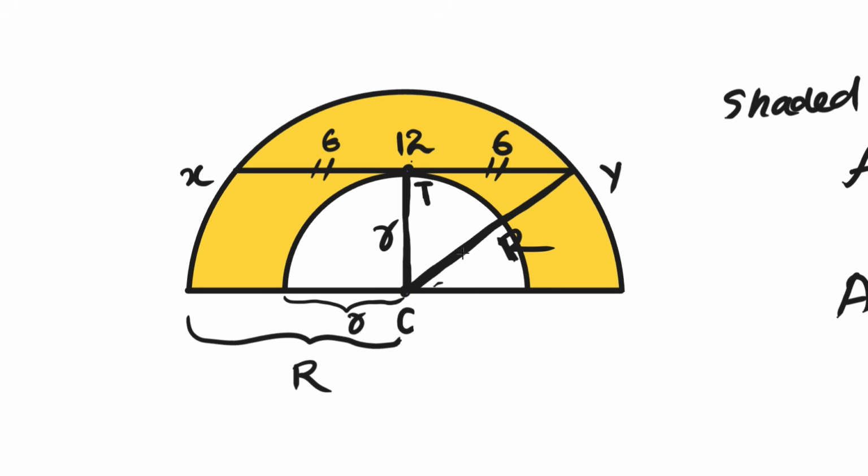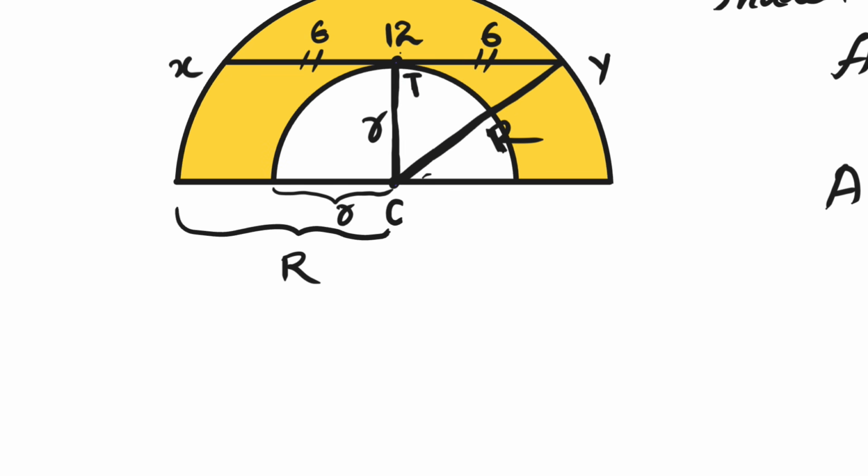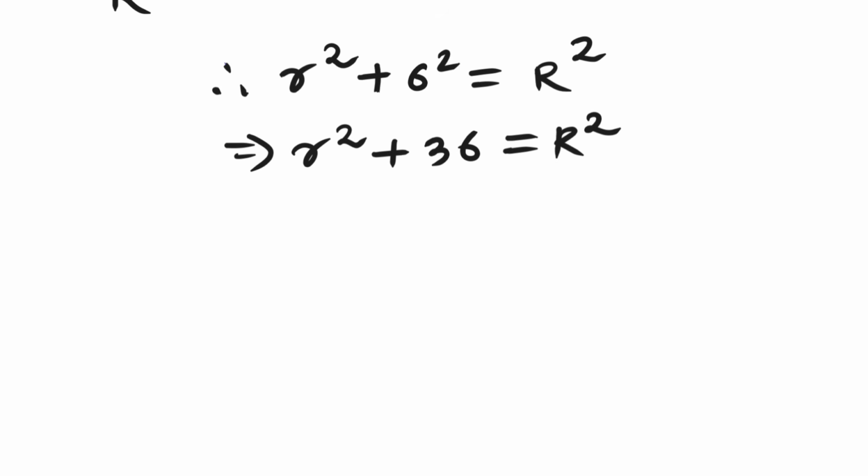Now this is exactly where the Pythagorean theorem comes in. Remember, for a right triangle, the square of the first leg plus the square of the second leg equals the square of the hypotenuse. So we can write lowercase r squared plus 6 squared equals uppercase R squared. Let's simplify that carefully. 6 squared means 6 multiplied by 6, which equals 36. Therefore, we have lowercase r squared plus 36 equals uppercase R squared.